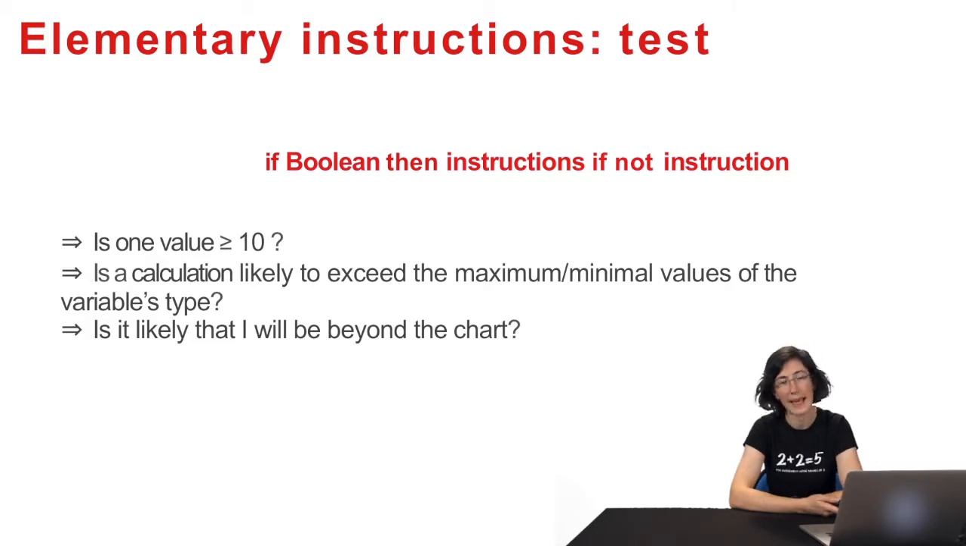Another kind of test would be, is there a chance of going beyond maximal or minimal values for one kind of variable? For example, if you have an integer value coded on a byte between 0 and 255, we may want to make sure the sum will not exceed 255. Another test case is when you access the inside of a chart. You want to make sure you are accessing the right memory space. So we are going to test that we are indeed inside two borders of a chart.